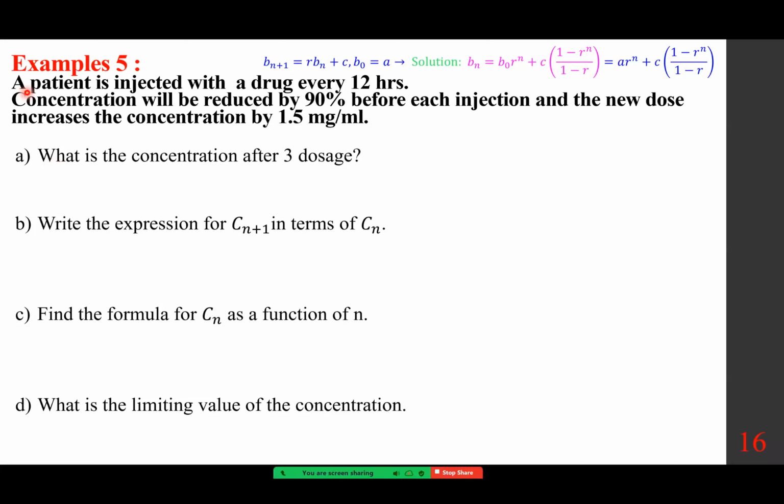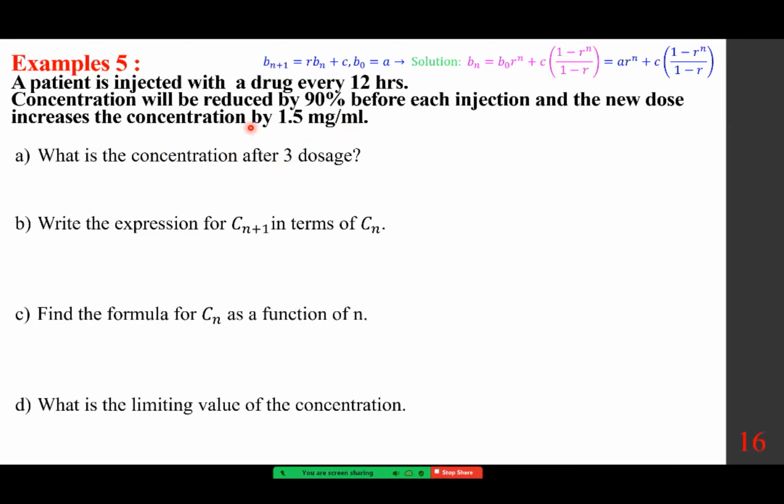A patient is injected with a drug every 12 hours. Concentration will be reduced by 90% before each injection, and the new dose increases the concentration by 1.5 milligrams per milliliter. Number A. What is the concentration after 3 dosage? Perfect. Thank you so much.